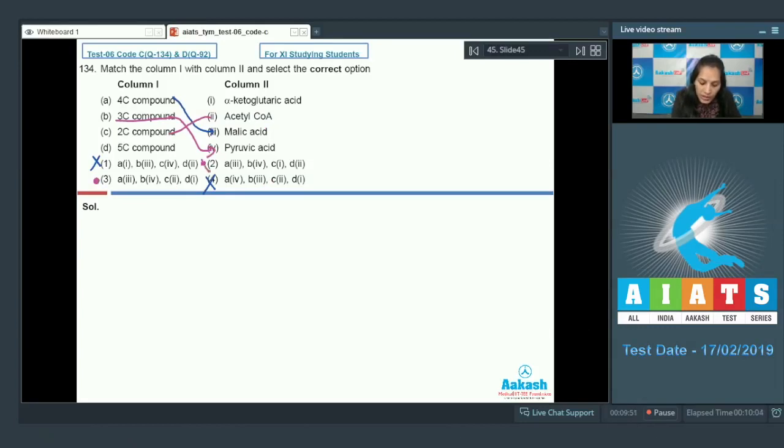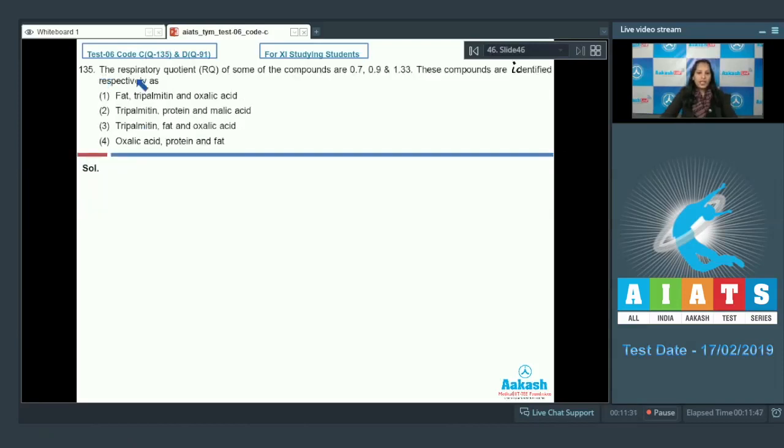Now this option second is ruled out because in the third option it is given that C matches with 2. And D, 5C compound. Alpha-ketoglutaric acid, which is an intermediate in the Krebs cycle, is a 5C compound. So D matches with 1. So the correct option for the given question is option number 3. Let's move on to the next question.